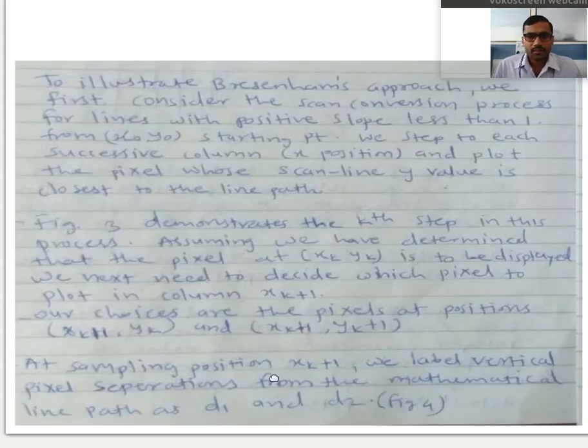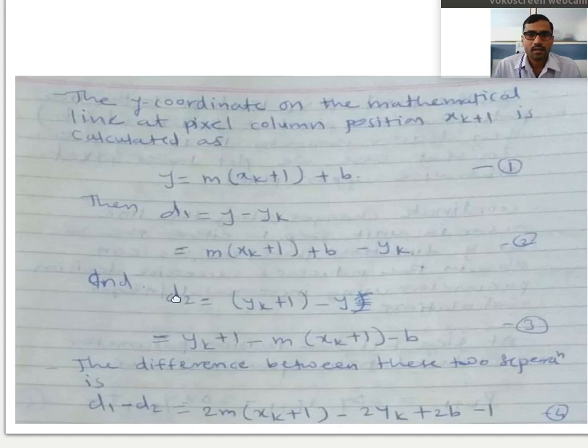So at sampling position xk plus 1, we label vertical pixel separations from the mathematical line path as d1 and d2. As we have seen, these are the distances of the pixel centers from the actual line path. So the y coordinate on the mathematical line at pixel column position xk plus 1 is calculated as y is equal to m(xk plus 1) plus b.